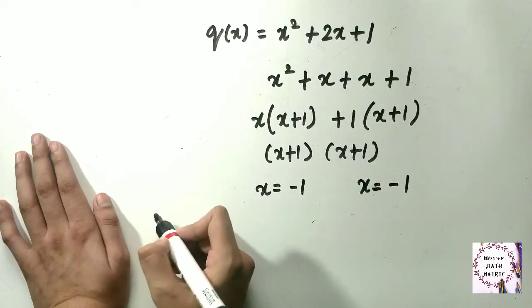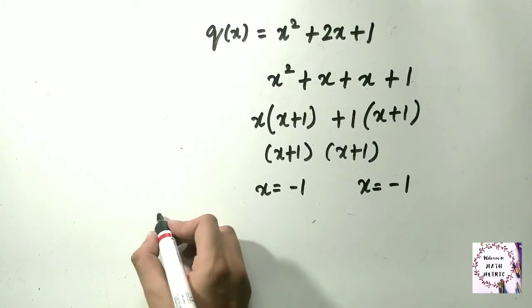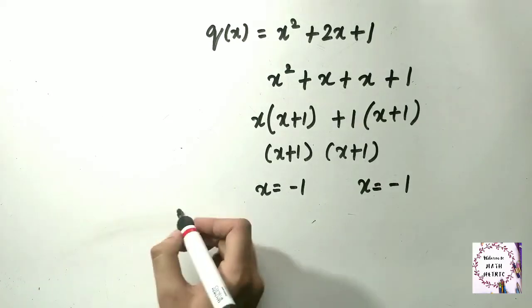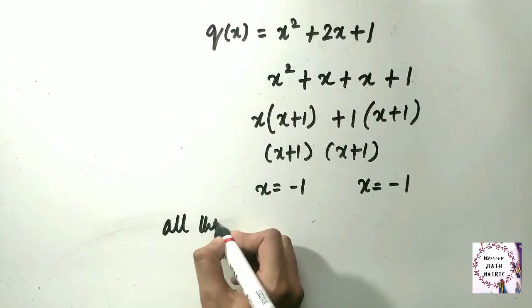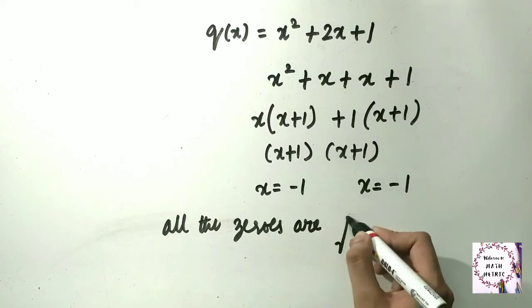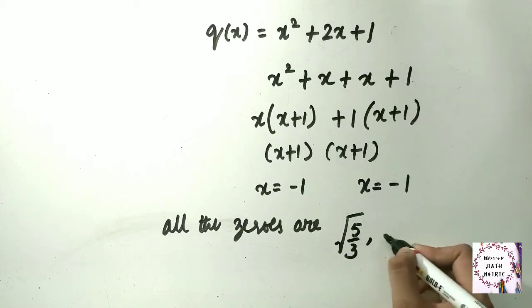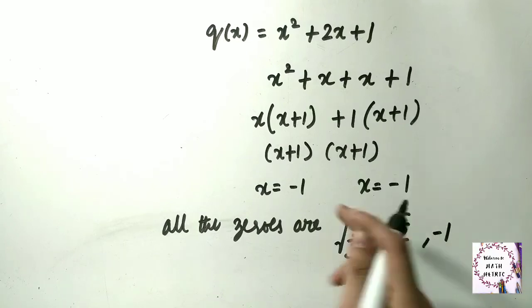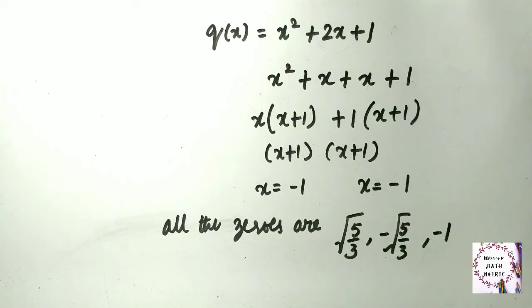So we already had 2 zeros in the question given. So the total zeros, or we must write all the zeros, are root 5 by 3, minus root 5 by 3, minus 1. As both the zeros are the same, we can write it like this.